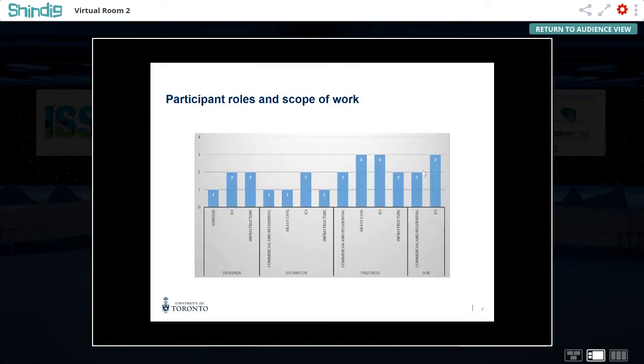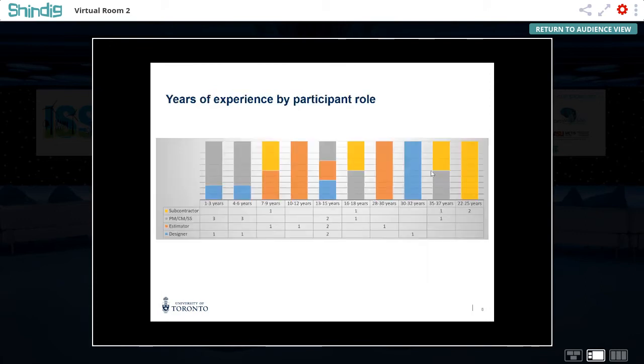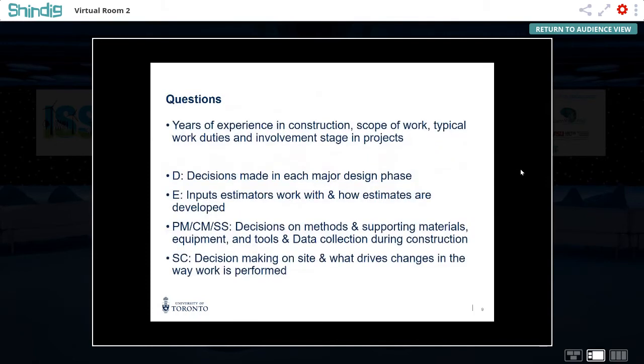So this graph shows the participant roles and the scope of work that they have been doing. Most of the participants that we have talked with are working in industrial, commercial, and institutional construction, which is followed by commercial and residential and infrastructure projects. And when we look at the years of their experience, we can see that over 80% of our participants have been working in their role for more than 4 years.